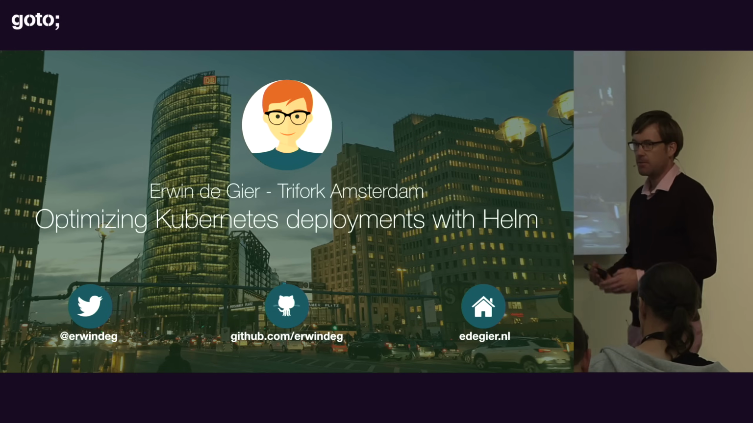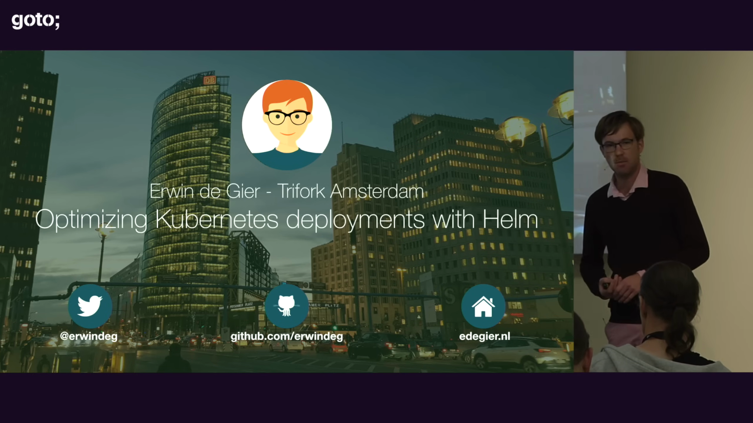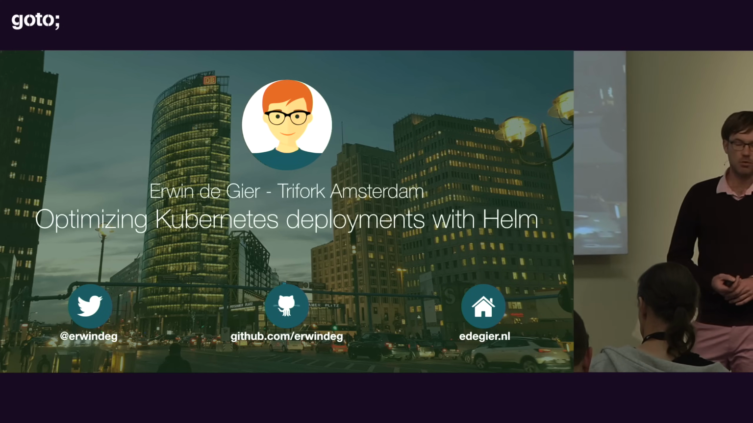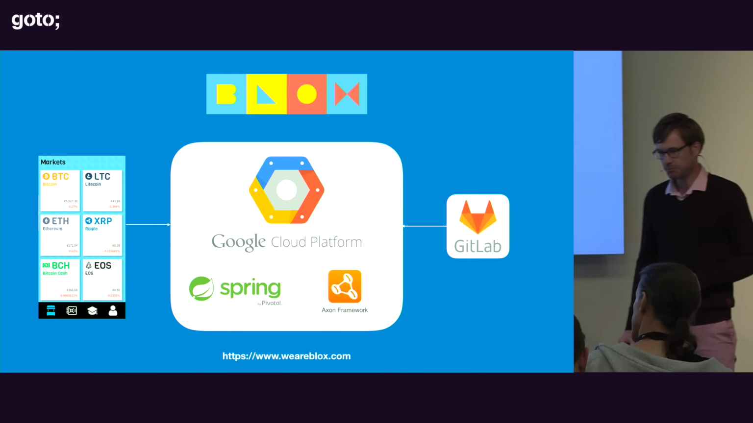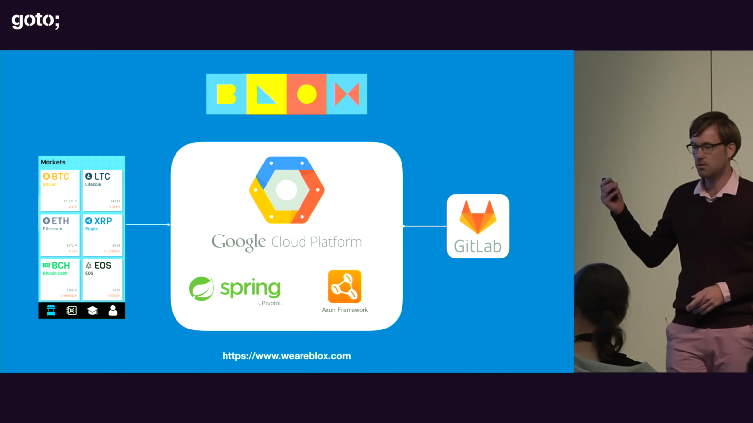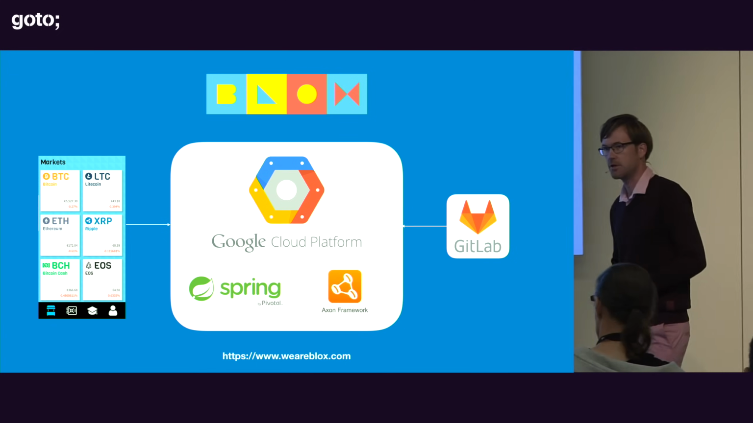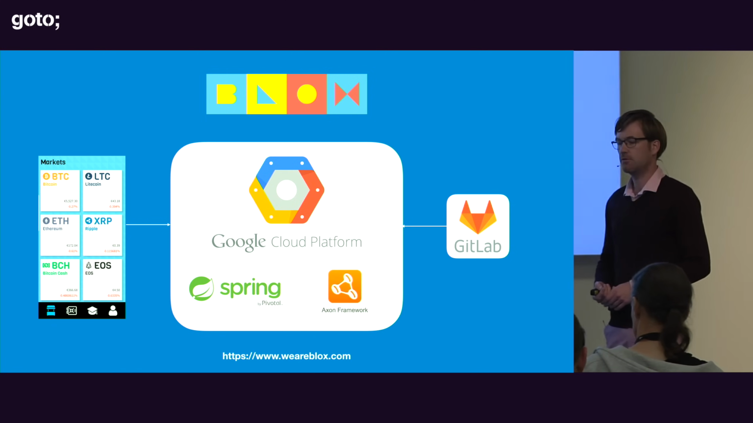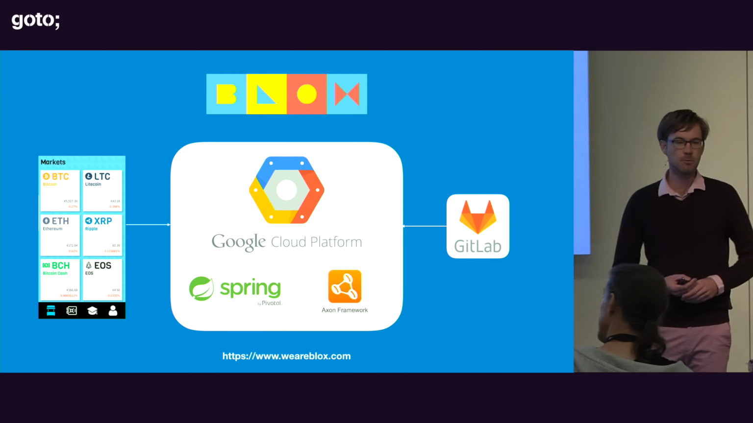My name is Erwin de Gier. I'm a software architect at Trifork Amsterdam, and I'm currently working on a project called Blocks, which is a cryptocurrency trading platform, and we run on Google Kubernetes Engine, which is the hosted version of Kubernetes provided by Google.